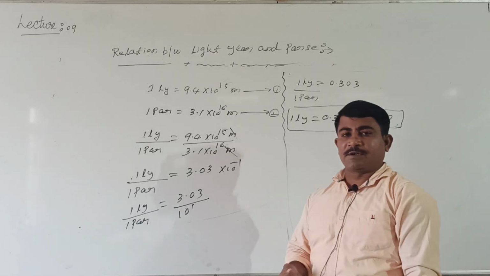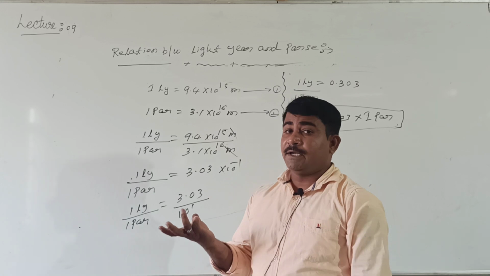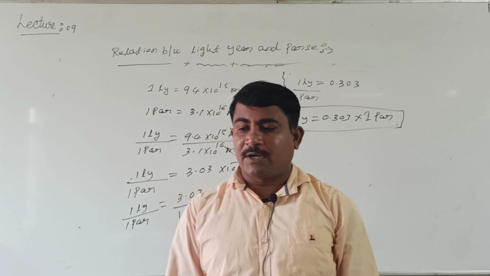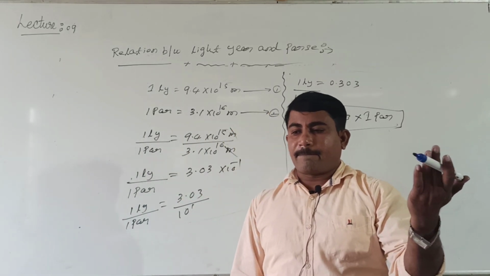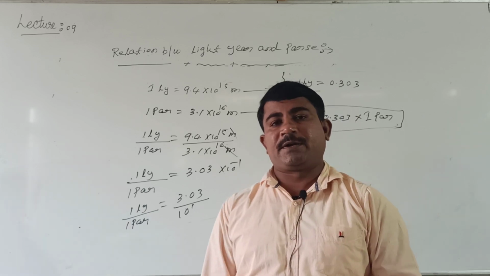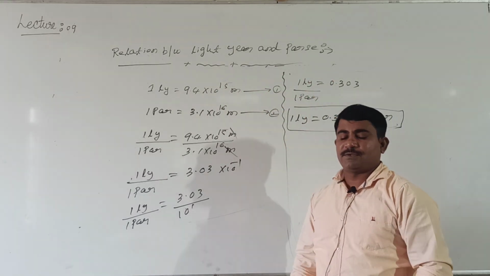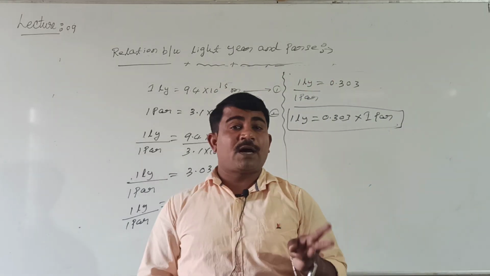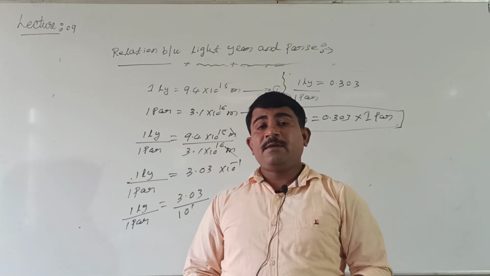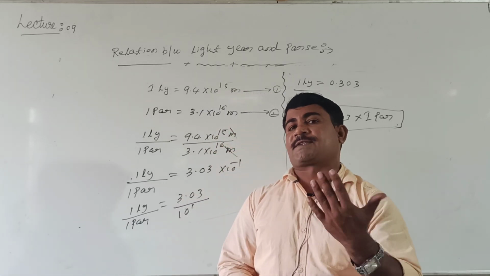Three relations we have already seen. First relation is between astronomical unit and light year. Second is the relation between parsec and astronomical unit, and third is the relation between light year and parsec. Students, this is how to measure the length by direct method. Then how to measure the length by indirect method, that we will see in the next class. Thank you.